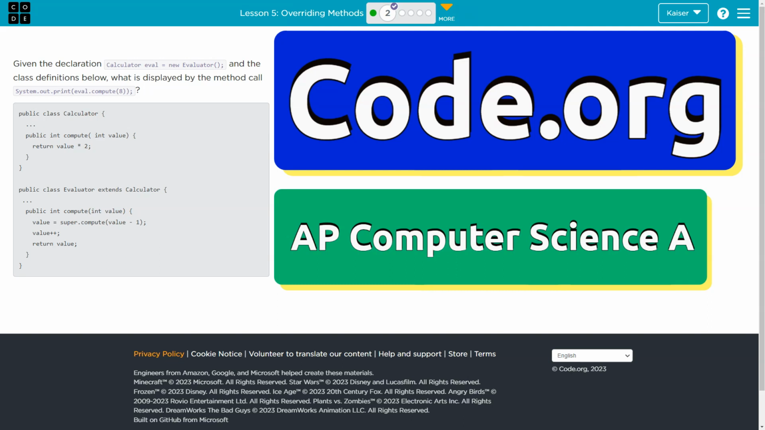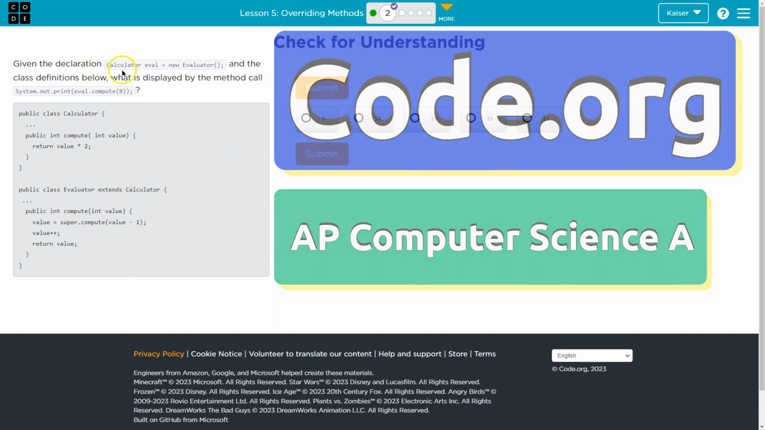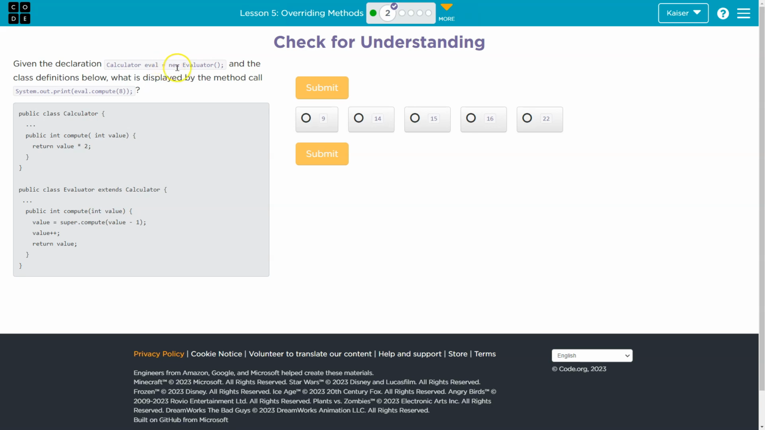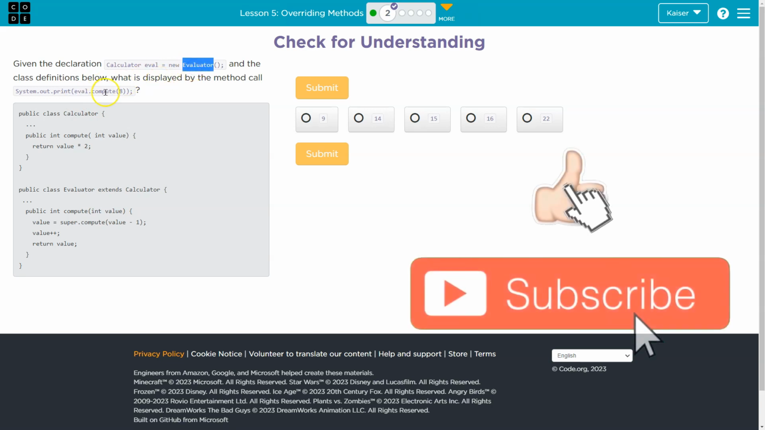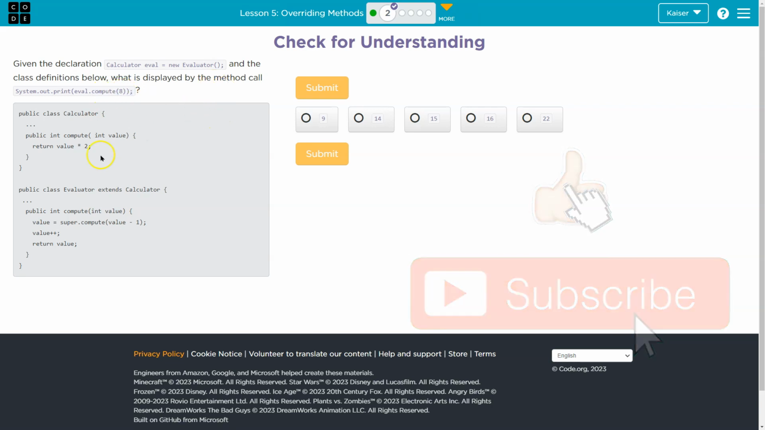This is code.org. Let's see what we're doing. Given the declaration, calculator eval equals new evaluator. Okay, so an instantiation of the evaluator class and the class definition below. What is displayed by the method call? Okay, so we're printing out the eval, which is the instantiated evaluator class. We're running the compute method and we're passing 8 as an argument.